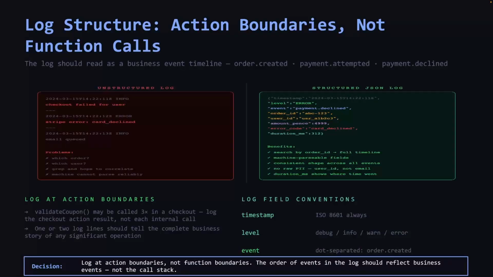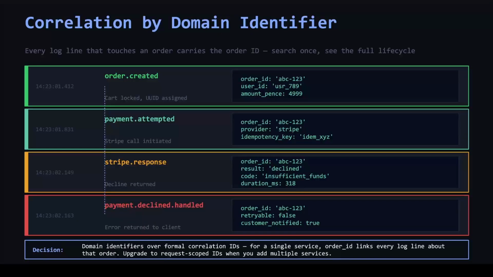The order of events in the log should reflect business events, not the call stack. Correlation by domain and identifier. I don't have a formal correlation ID that propagates through every function call. What I have is domain-specific identifiers, order IDs, cart IDs, session IDs that serve the same purpose for a single service platform. The slide shows a 4-event timeline for one payment failure. Every event carries an order ID.